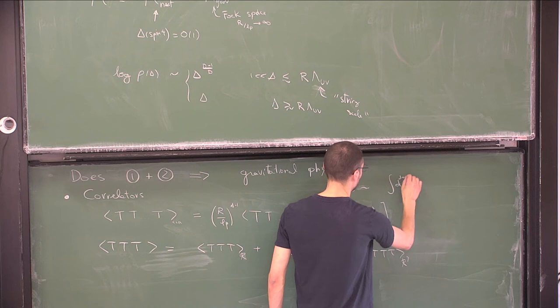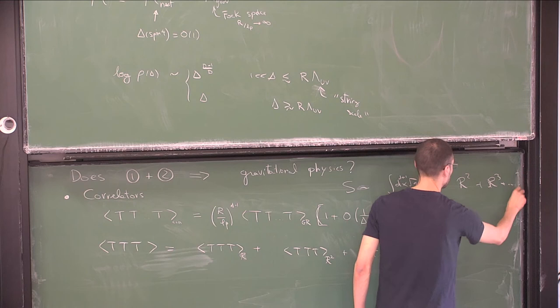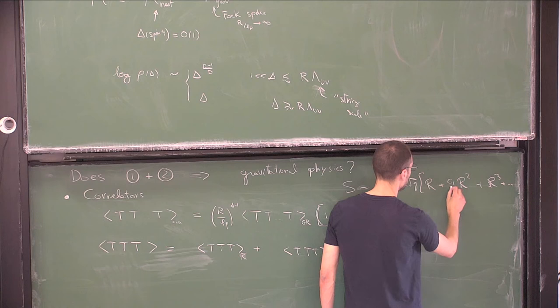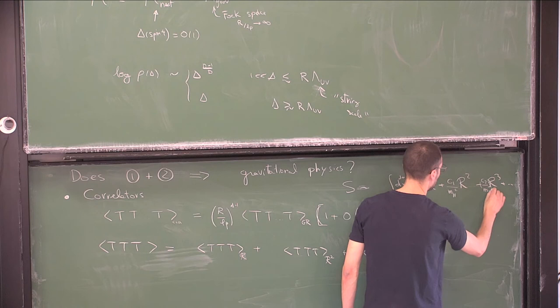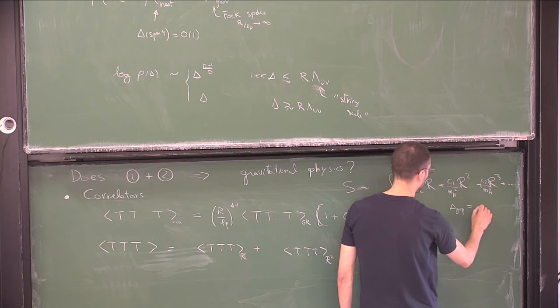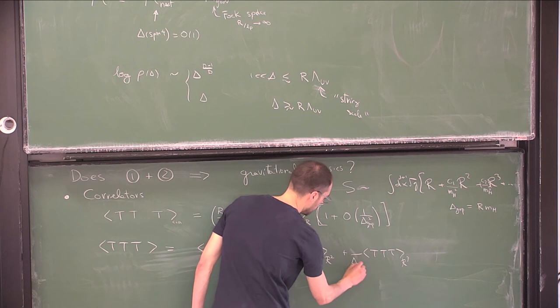So you have Ricci, and then you have corrections, R squared and R cubed, and so on. Sorry, these are curly R's, these are curvatures. And here, in principle, you have some Wilson coefficients, but you expect them to be suppressed by the heavy scale squared, and you have another one here, suppressed by the heavy scale to the fourth. If you identify this heavy scale as R times M_A, as delta gap, then here you expect a suppression with delta gap squared, with some coefficient, and here with delta gap to the fourth, with some other coefficient.